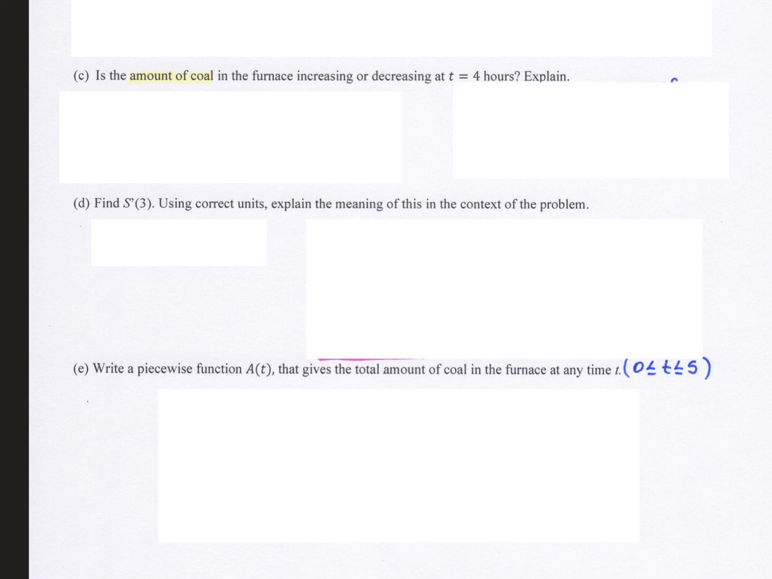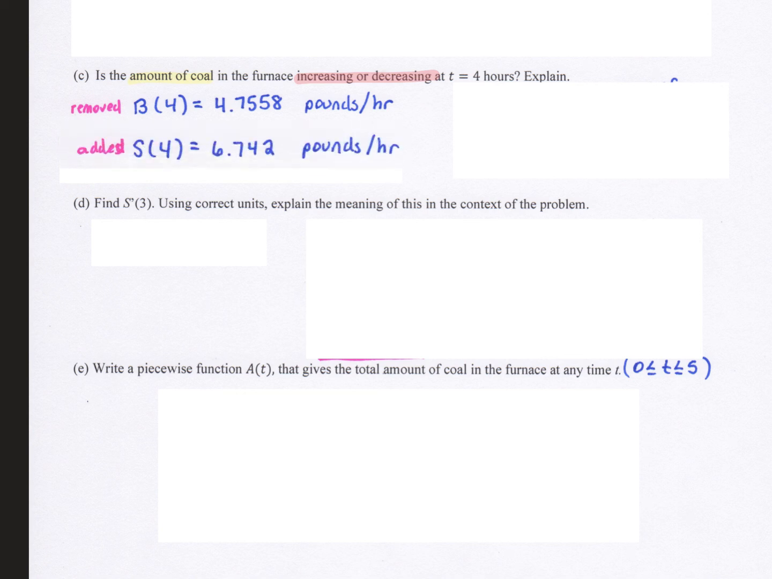Part C is asking, is the amount of coal in the furnace increasing or decreasing at T equals 4? The way that you tell if an amount is increasing or decreasing is you look at its derivative, that is the rate at T equals 4. So I used B of 4, so this is my removal rate at 4.7558 pounds per hour. I find the adding rate, which is 6.742.